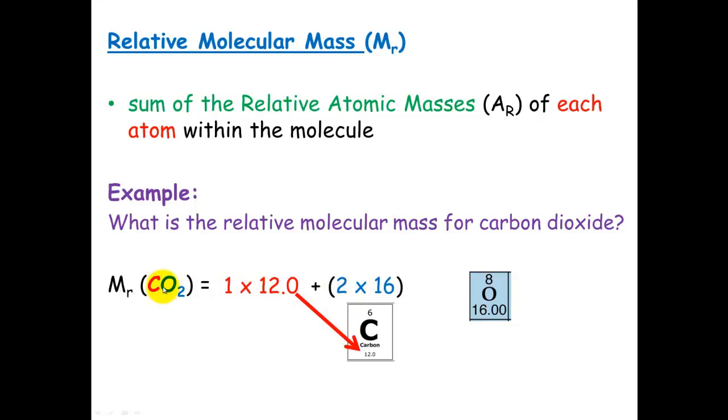Oxygen, again, there's two oxygen atoms and we get the relative isotopic mass from the mass number on the periodic table. We add these together. Remember, work out your brackets first and you get an answer of 44.